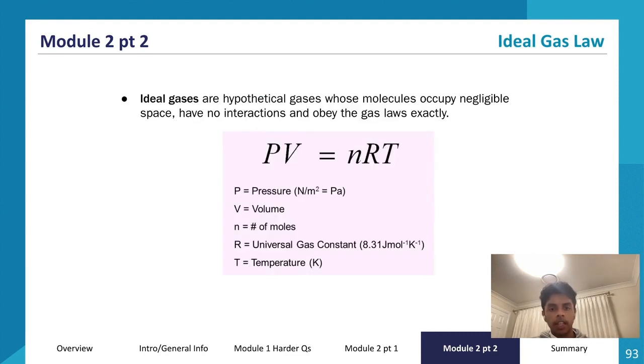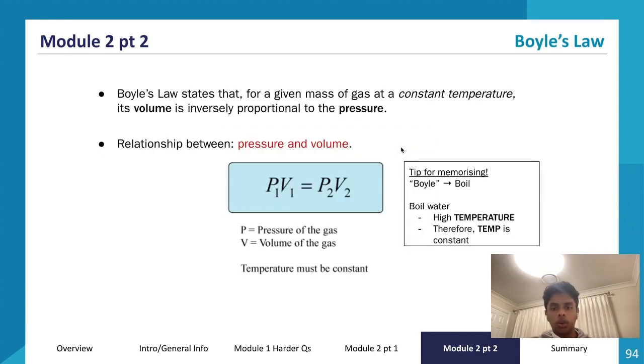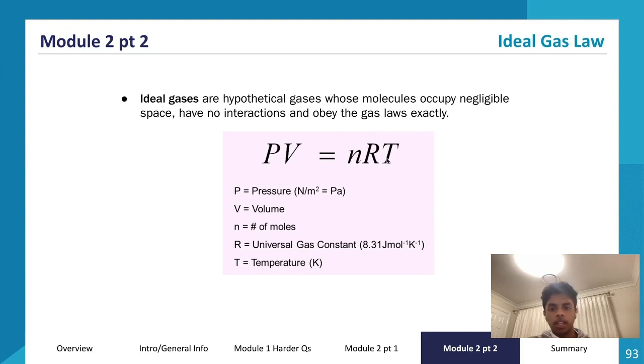So let's look at the ideal gases. Ideal gases are hypothetical gases whose molecules occupy negligible space. They have no interactions and they obey the gas laws exactly. Pressure is measured in kilopascals, volume in liters, n is the number of moles, and R is the universal gas constant, which is 8.31 joules per mole per Kelvin. Temperature is measured in Kelvin, not Celsius. In science, we use Kelvin because it's the SI unit for temperature. So always make sure when they give you a value for temperature to convert it into Kelvin.